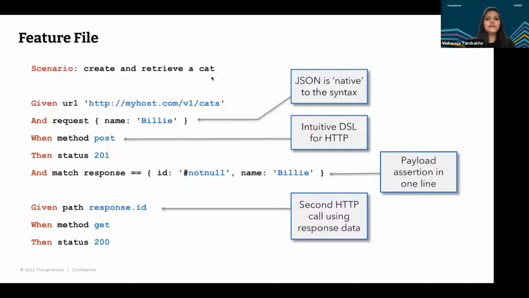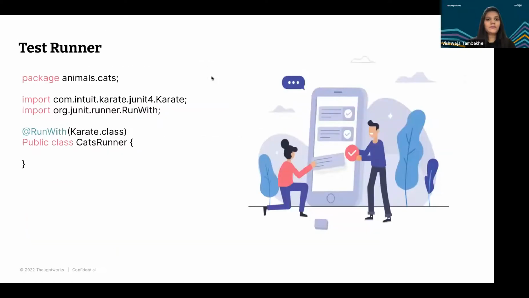So let's see the test runner file. Here we are importing one package named animals.cat and importing two libraries, and giving the annotation RunWith.